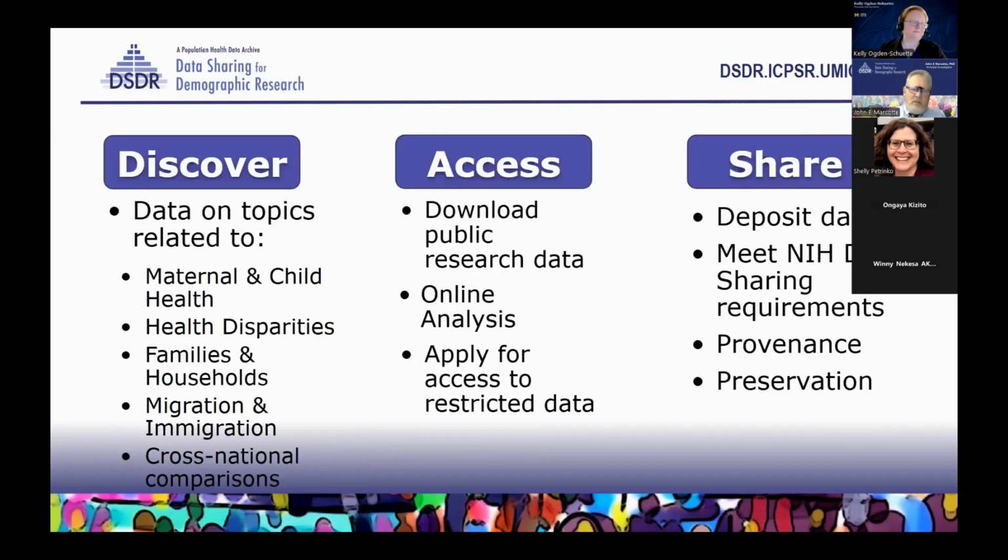So our bywords are discover, access, and share. And what do we mean by that? So when we discover, we have data related to obviously maternal and child health, health disparities, families. And of course, we have a lot of data on cross-national comparisons. That's a very important aspect of ours, being able to get international data so that scholars can do comparisons and analyze particular countries.